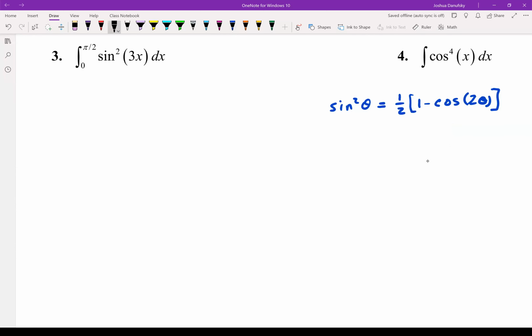So rewriting this, the integral from 0 to pi over 2, we're going to replace sine squared of our angle with 1/2 times 1 minus cosine of 2 times our angle. And our angle in this case is 3x. So we have 2 times 3x dx. Bring the 1/2 out.